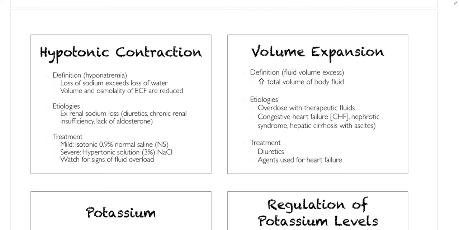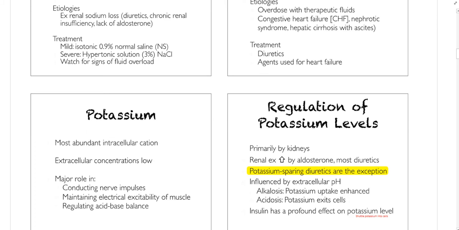Volume expansion is also possible. It's a little less common unless we're talking about things like CHF. CHF is going to be the primary cause of pathologic volume expansion, as well as nephrotic syndrome or anything with the kidneys where the kidneys are collapsing and not able to filter out that fluid. Treatment's pretty easy. We give them diuretics or use agents for heart failure. Typically, they respond very quickly and very well.